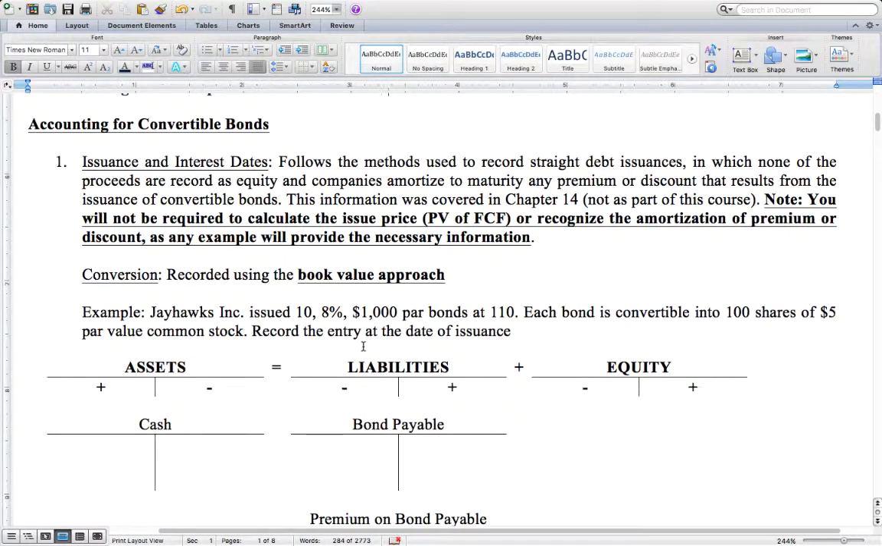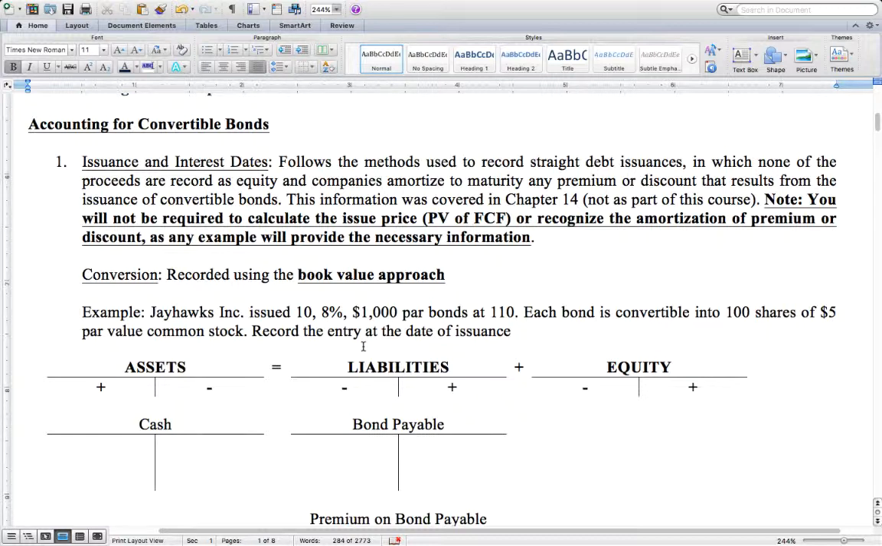First, we're going to start with the accounting for convertible bonds. With respect to issuance and interest dates, these follow the methods used to record straight debt issuances, in which none of the proceeds are recorded as equity and they are all booked as debt, and then you amortize the premium or discounts over the life of the convertible bond.